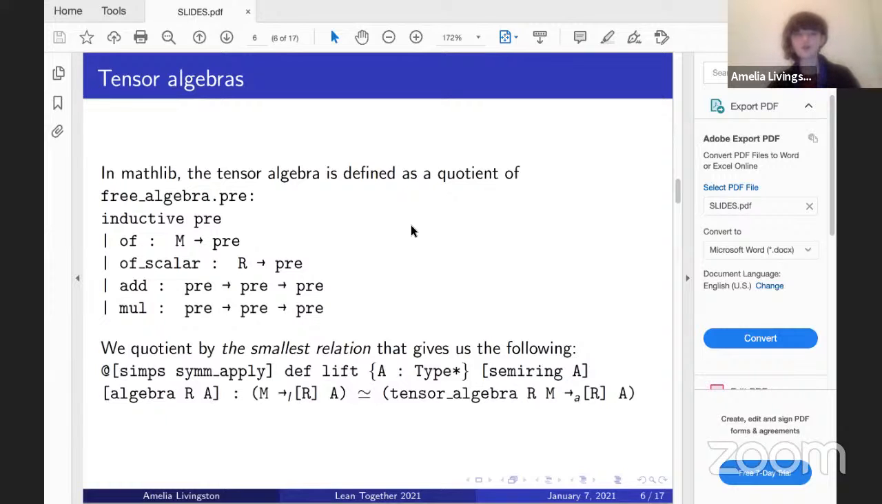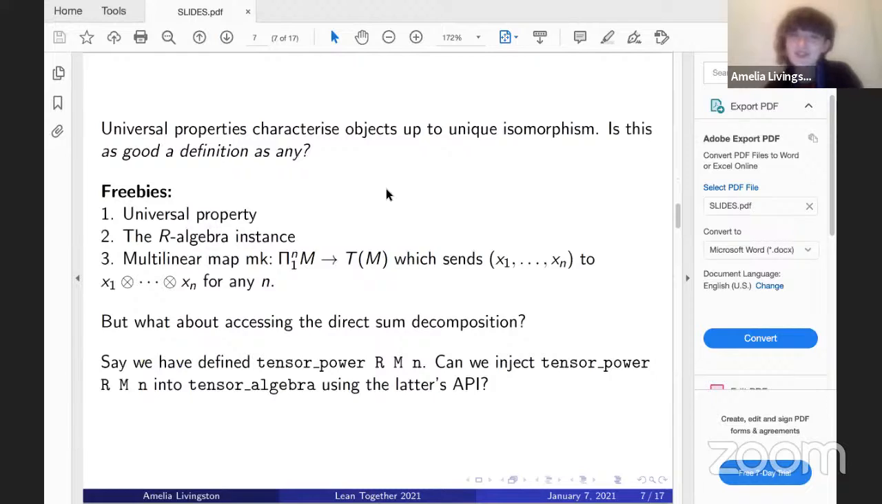And then we quotient by the exact relation that gives us the universal property, which is that if you've got a linear map from M to some R algebra A, then that is going to induce a unique algebra map out of the tensor algebra through which the original map factors. And you can't see any mentions of tensor powers here, but universal properties characterize objects up to unique isomorphism. So surely we have everything we need to analyze the tensor algebra internally.